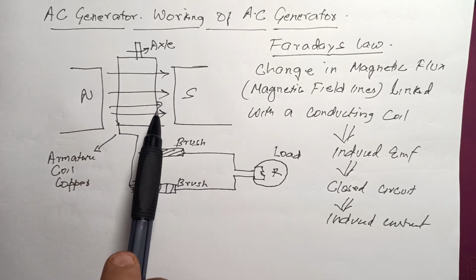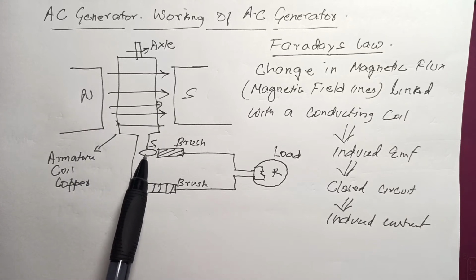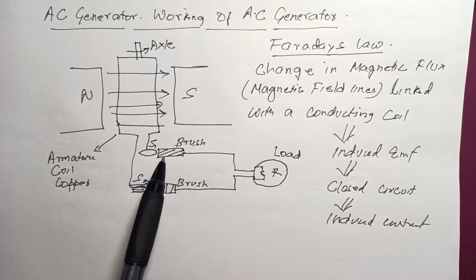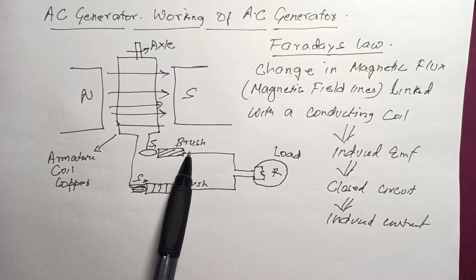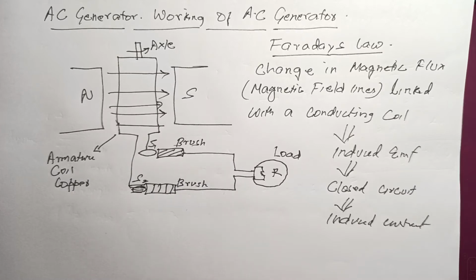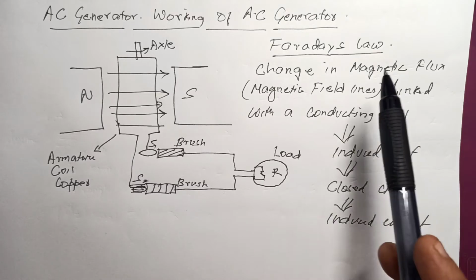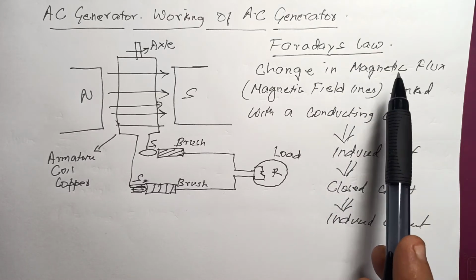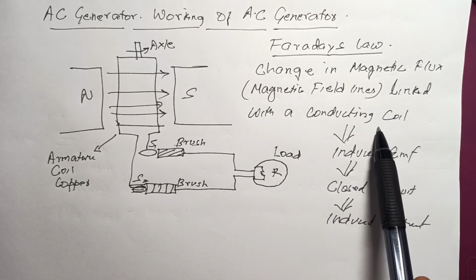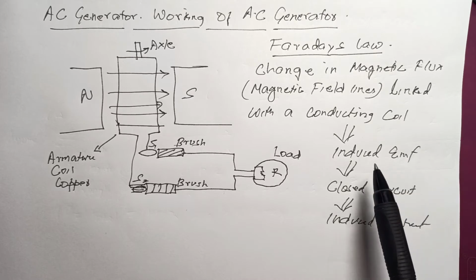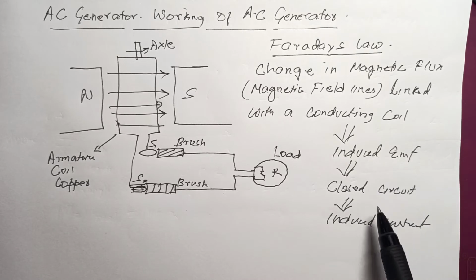Now there are two ends of it. One is switch 1 and switch 2. They are connected to brush, and they in turn are connected to load. Now very quickly, as we have studied in Faraday's law, change in magnetic flux linked with the conducting coil results in induced EMF. And induced EMF, if it is a closed circuit, then it forms induced current.